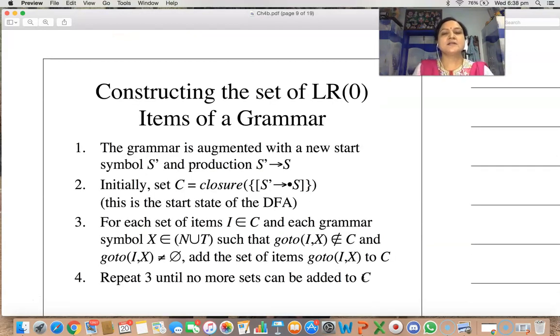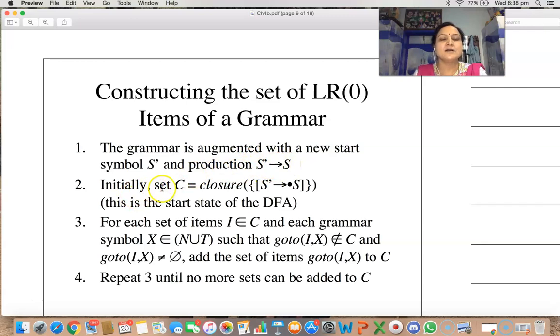Now, how do we construct? The next step is construction of LR0 items. So, how do we construct the LR0 items? We have got an algorithm for that. Constructing the set of LR0 items of grammar. Here the grammar is augmented with a new start symbol. We have seen the reason for augmentation: when we reduce by S dash tends to S dot, we conclude that parsing is complete and successful.